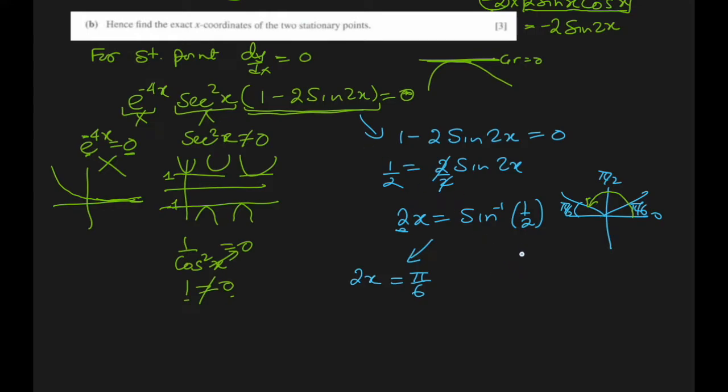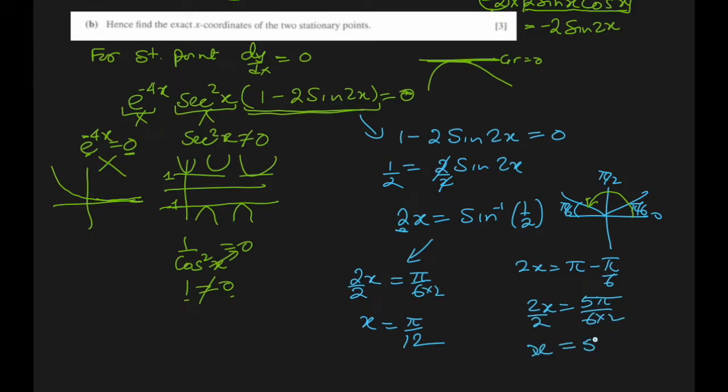That will be 2x equal to pi minus pi by 6. So here if I divide by 2, x is pi over 12, and here 2x equals 6 pi minus pi, 5 pi over 6, again divide by 2. So x is equal to 5 pi over 12. These are the two answers which are both smaller than pi by 2, and that's why both are acceptable.